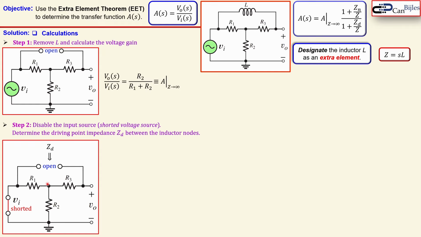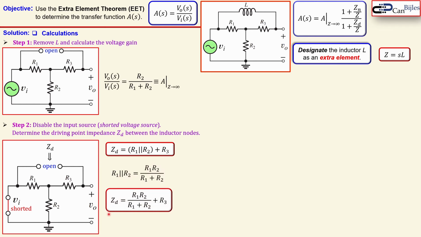So how do we do that? Well, we see R1 and R2 are now effectively in parallel because this node is effectively grounded. And then we see here actually that R3 will be in series with that parallel combination of R1 and R2. So our ZD is the parallel combination of R1 and R2 plus R3. Now R1 and R2 in parallel is given by this.